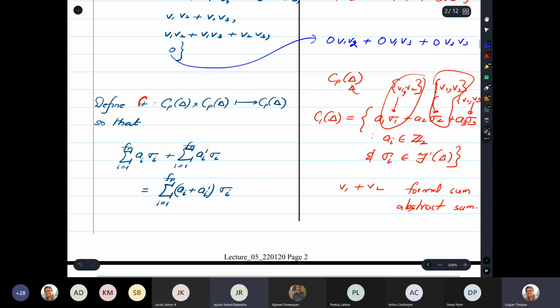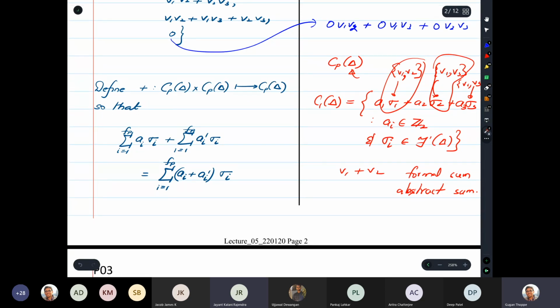So at this point, my goal is only to come up with a vector space, and I will define an addition operation. The addition operation should take as input two elements of this CP delta set, so that's what I have said over here. The input to the addition would be two elements from this CP delta, and the output will lie in CP delta. Is that okay? And how is the addition operation I am defining?